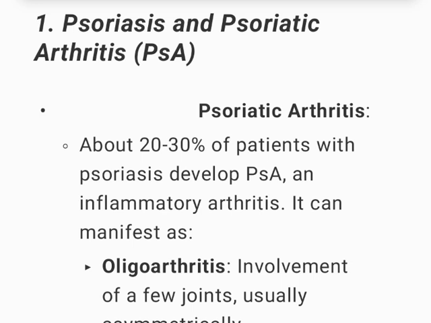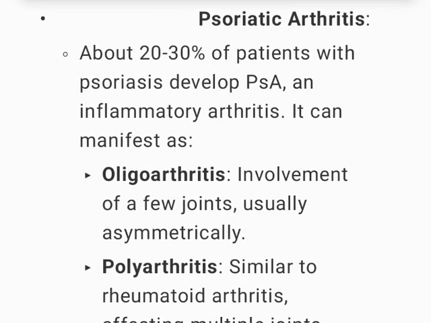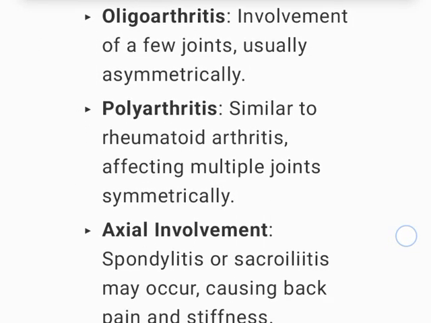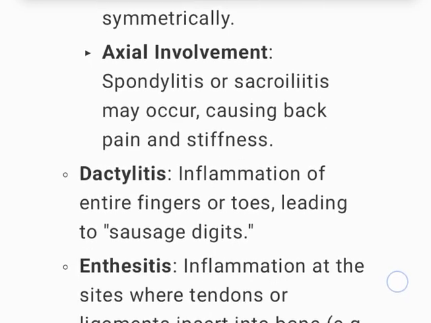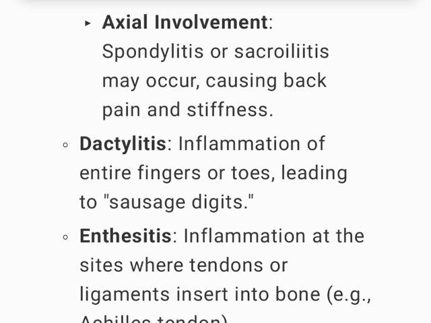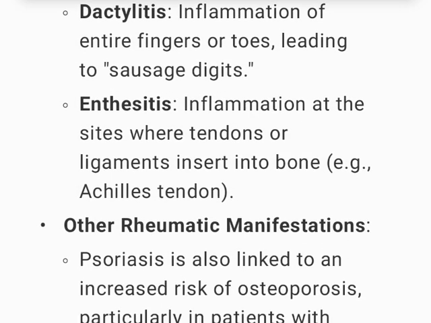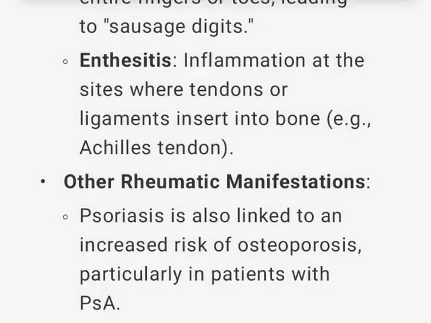Psoriatic arthritis. About 20 to 30% of patients with psoriasis develop PsA, an inflammatory arthritis. It can manifest as oligoarthritis, involvement of a few joints, usually asymmetrically. Polyarthritis, similar to rheumatoid arthritis, affecting multiple joints symmetrically. Axial involvement, spondylitis or sacroiliitis, may occur, causing back pain and stiffness. Dactylitis, inflammation of entire fingers or toes, leading to sausage digits. Enthesitis, inflammation at the sites where tendons or ligaments insert into bone, e.g., Achilles tendon.